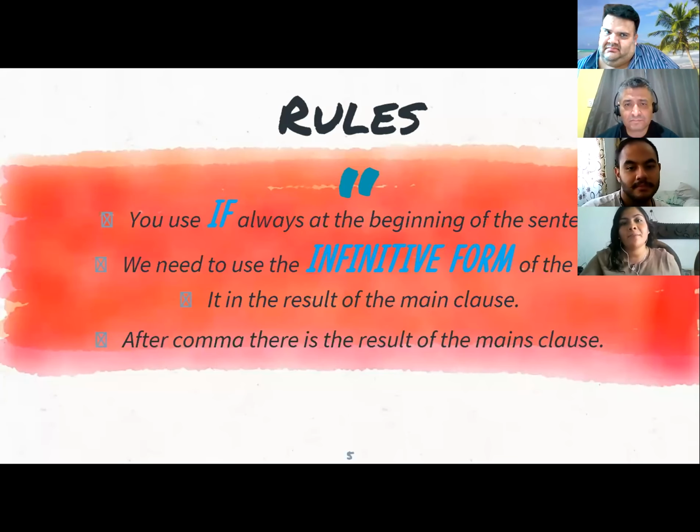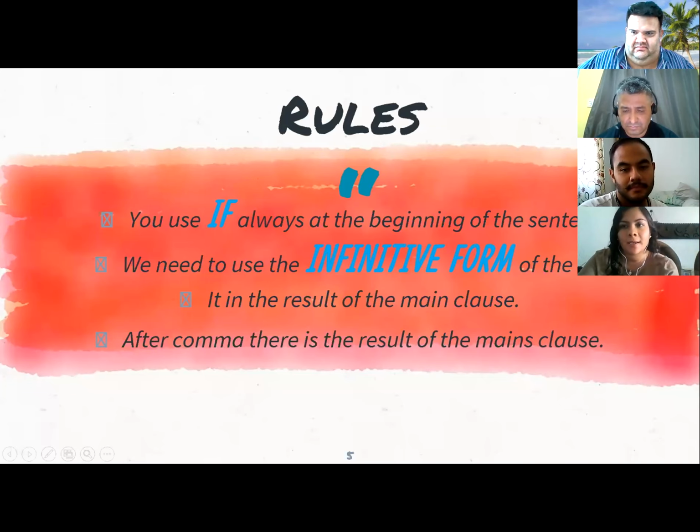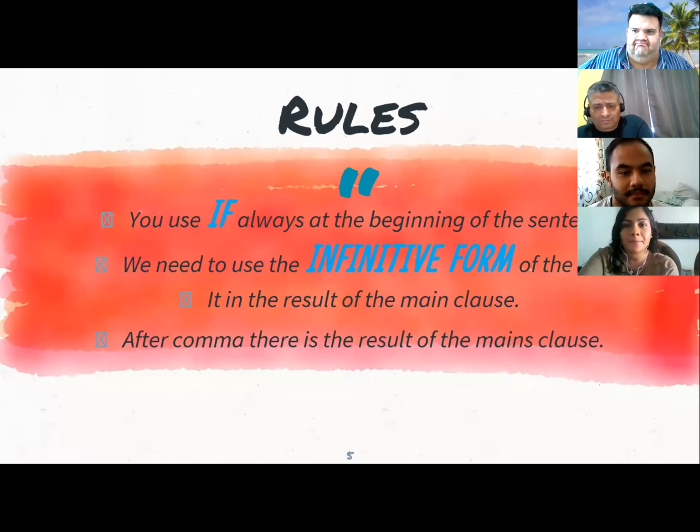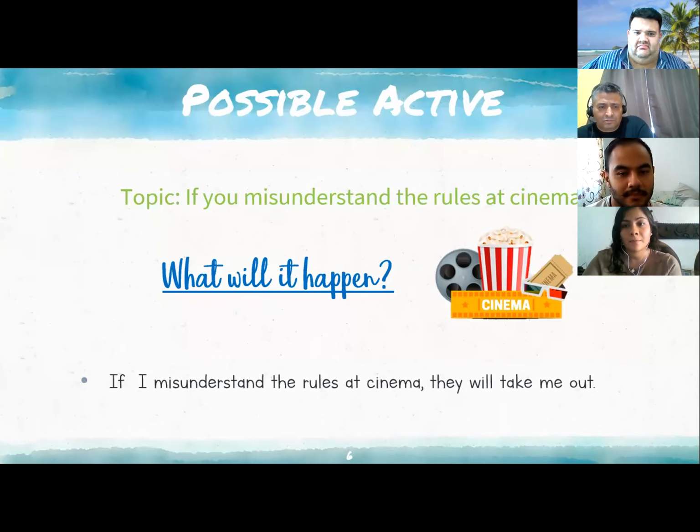So for rules, we have that we always need to use if at the beginning of the sentence, that the verb always has to be in the infinitive form, and that is the result of the main clause, and there is always a comma after the first part. Possible activity: if you misunderstand the rules of the cinema, what would happen? Pretend that you are in the cinema. If I misunderstand the rules of the cinema, they will take me out. As an example for the students just to understand the activity.